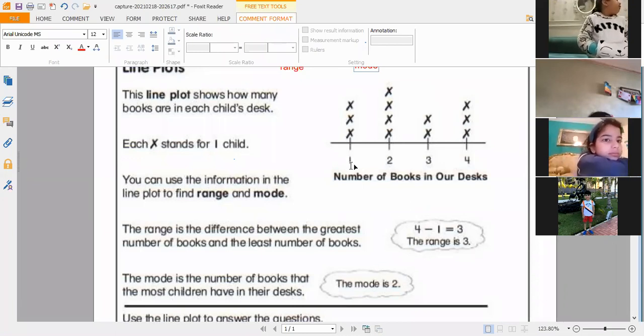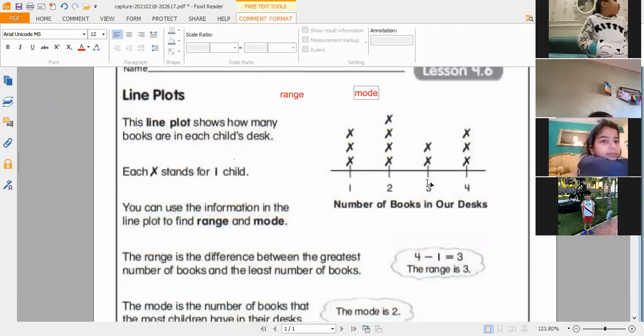Is it number one? Is it number two? Number three? Or number four? Which number here is the most repeated number, or the number that has the most books? 2. So the mode here is 2. So we know that the mode is the most repeated number. Which number here has the biggest count? It will be number 2.